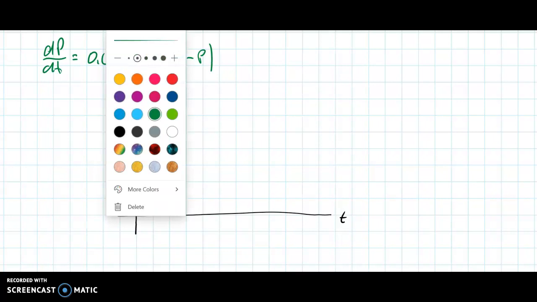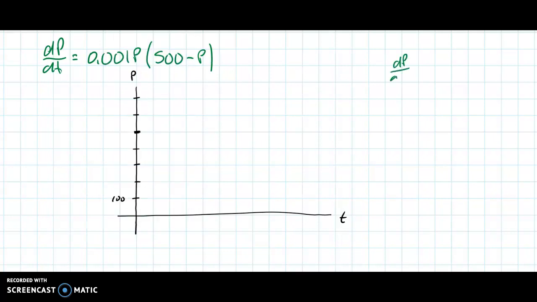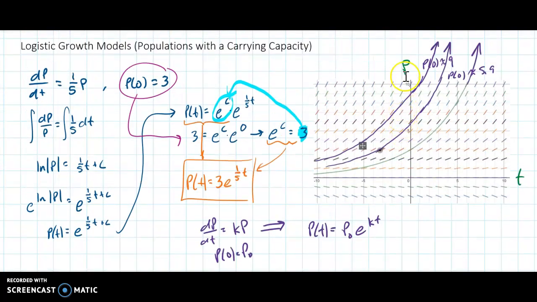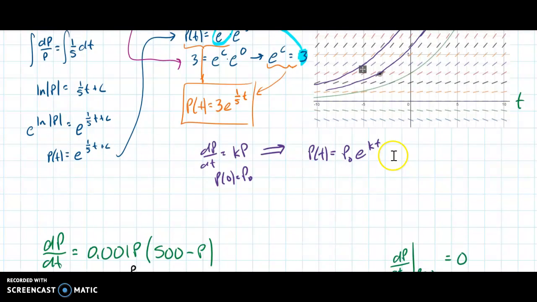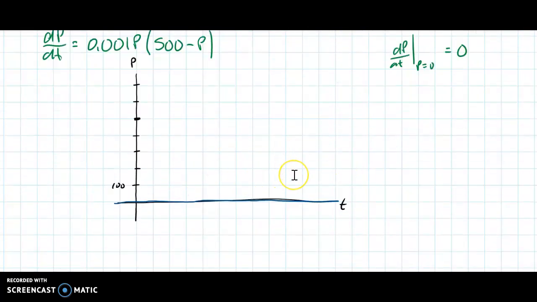Same thing happens here. Let's go green. dp/dt evaluated at p equals 0. Well, notice that gives me a 0 here, multiplies by that, and gives me 0. So what does that mean? It means if the population starts at 0, it doesn't go anywhere. So we're just going to have a flat line there. That's actually a solution curve, just like these three here are all solution curves. So I'm going to draw a bunch of solution curves that will help us visualize what's going on here.